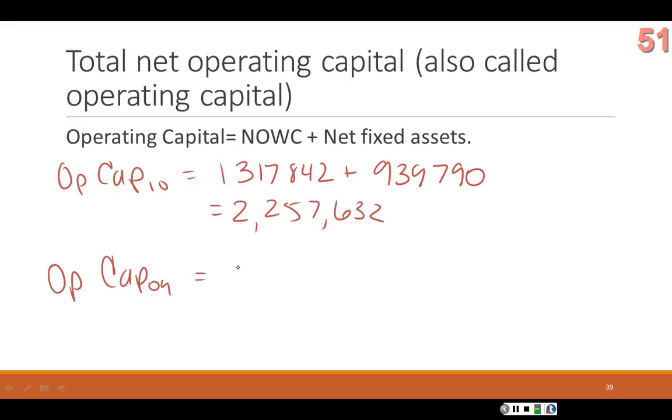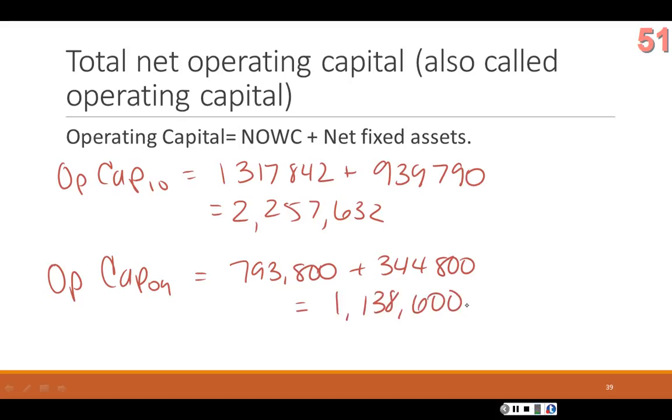So we can do the same thing for 2009. In 2009, we had net operating working capital of $793,800. And we have net plant and equipment of $344,800. So that gives us $1,138,600 in operating capital for 2009.